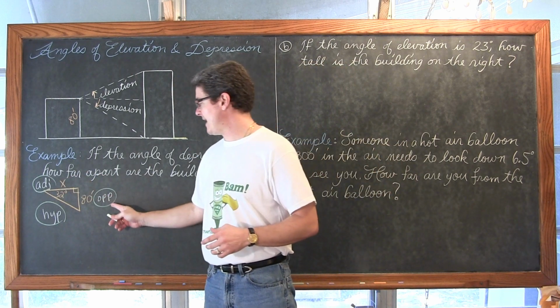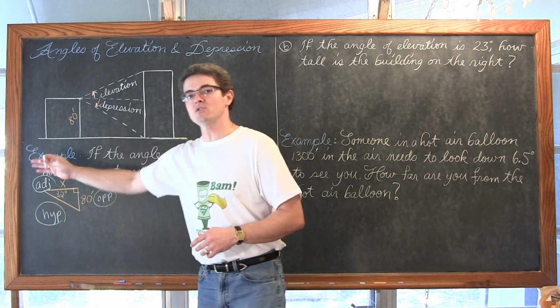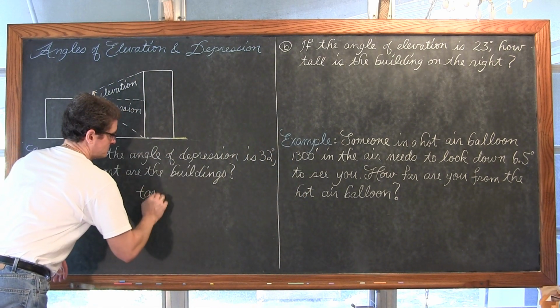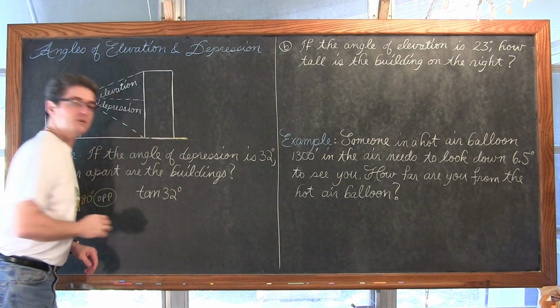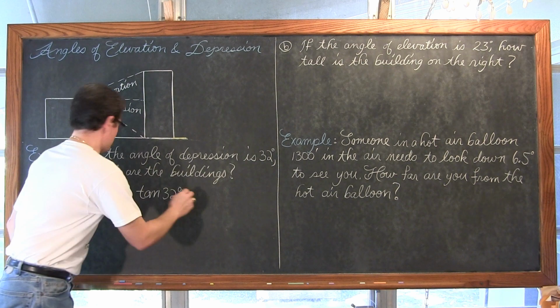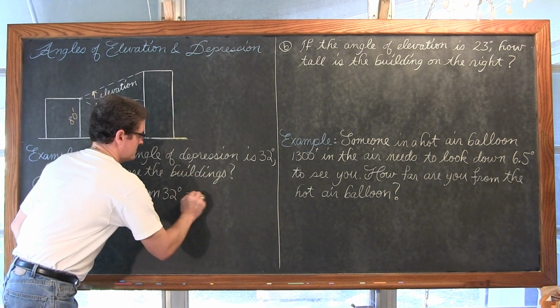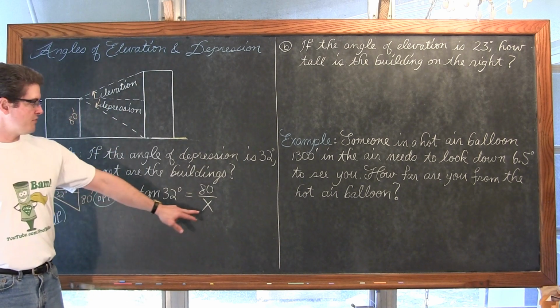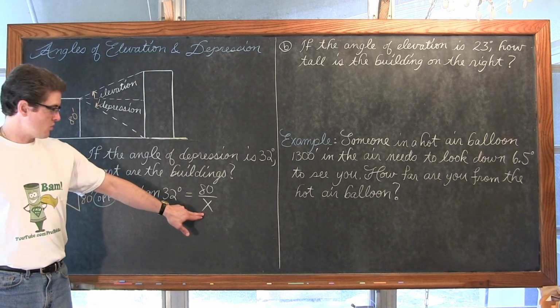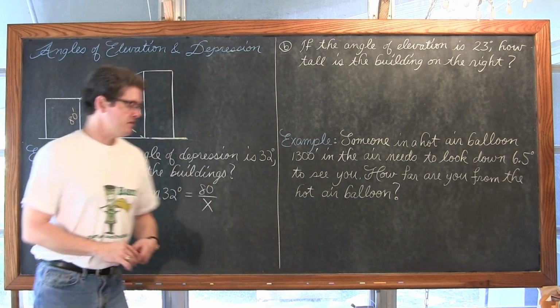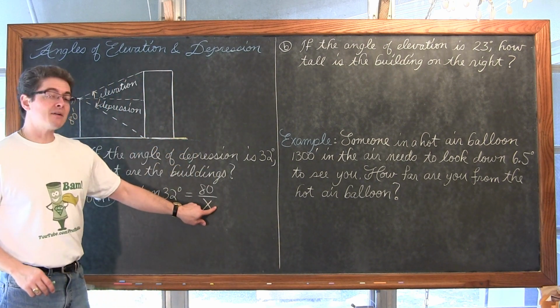So based on what I have and what I want, the opposite and adjacent, we're going to use the tangent function. So the tangent of 32 degrees is equal to the opposite over adjacent side of 80 over x. You cannot solve for a variable when it's in the denominator of an equation. Never, really, basically. That's the rule I like to say when I'm teaching. So we need to get that x out of the denominator.